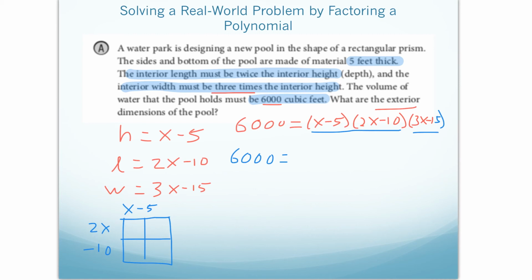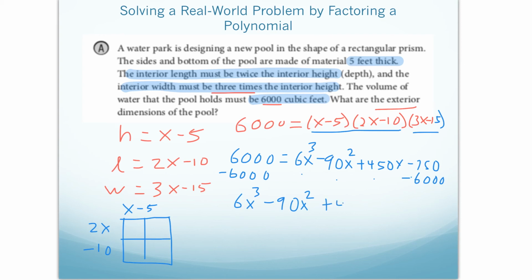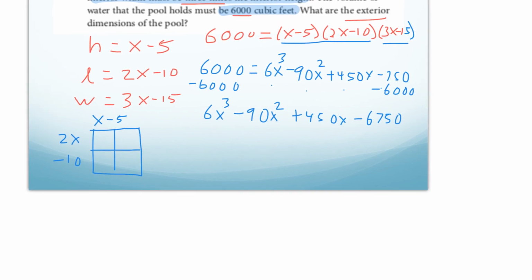we will get 6x to the third minus 90x squared plus 450x minus 750. So now there are 4 terms, 1, 2, 3, 4. If we move 6,000 over, then we can have a factor by grouping problem. So 6x to the third minus 90x squared plus 450x minus 6,750. This is now set equal to 0 because we subtracted the 6,000.